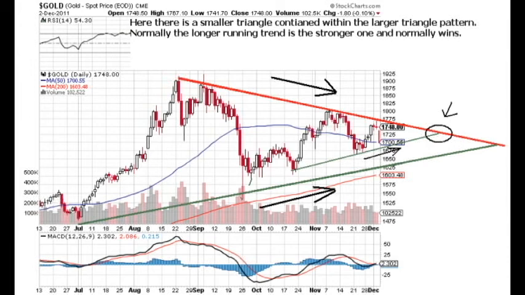So the whole purpose of a triangle pattern formation is to be able to gauge where prices will range between and how long they will range between those prices, and to be able to spot when it breaks out of these two support and resistance ranges. So as of now, we're still contained within a triangle.